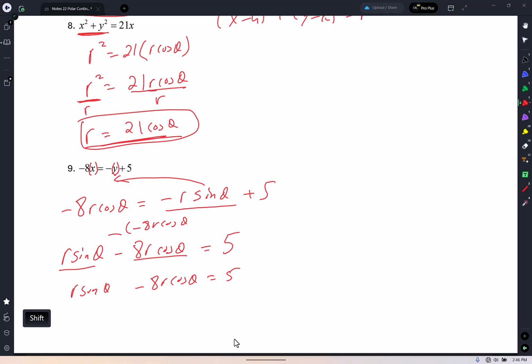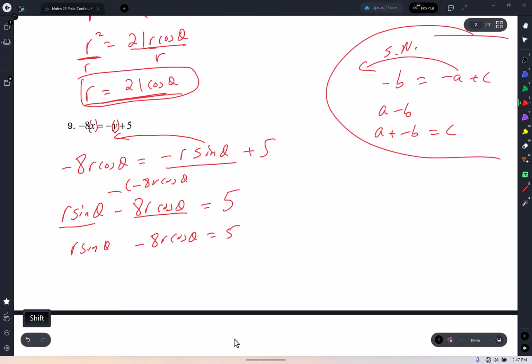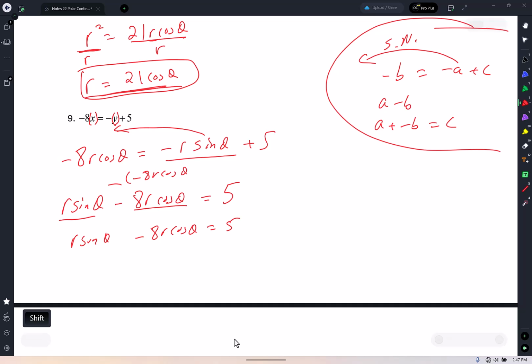So yeah, let me do a side note. That's a good question. Please ask. So let's say I have negative b equals negative a plus c. This is just a side note, guys. Don't write any of this down. If I move that a to the left, it's easier for me to write a minus b. But you could have, if you wanted to, written a plus a negative b equals c. Does that make sense? Okay. Here we go, guys.